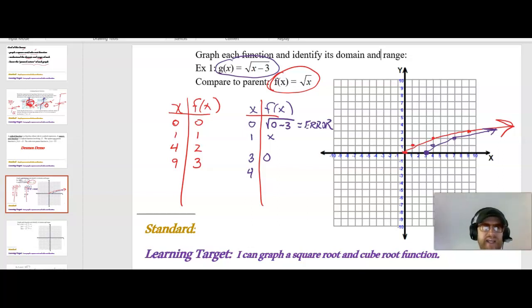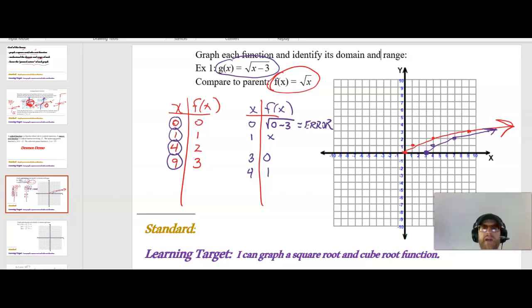So I'm basically taking every one of these x values, and when you move a point to the right, you're really adding 3. And it's kind of weird. We're actually adding 3 so that we can see the relationship. So let's plug 4 in. 4 minus 3 is 1. The square root of 1 is 1.